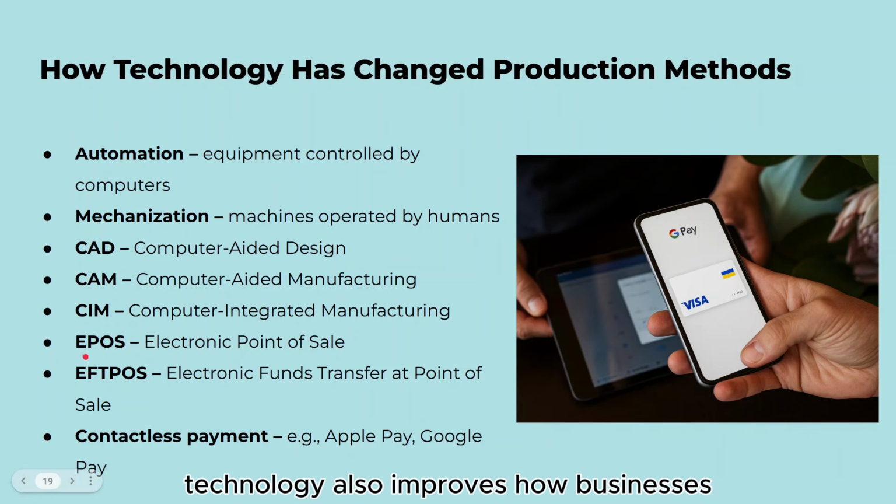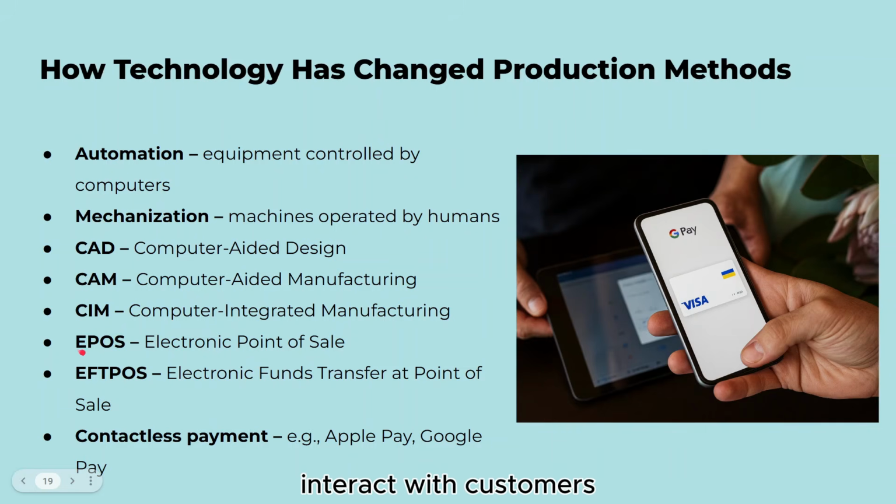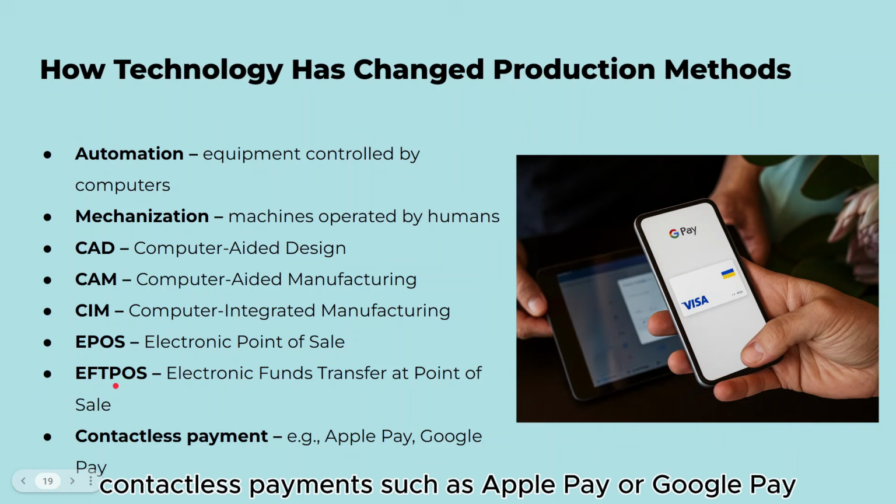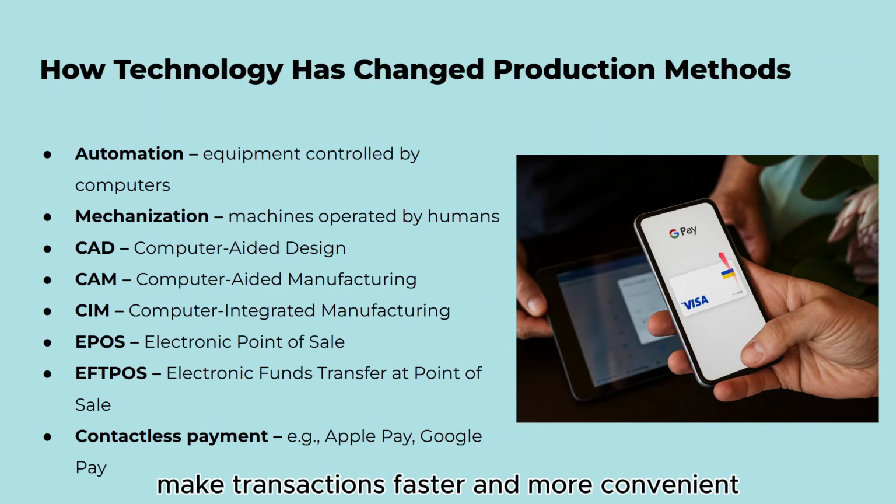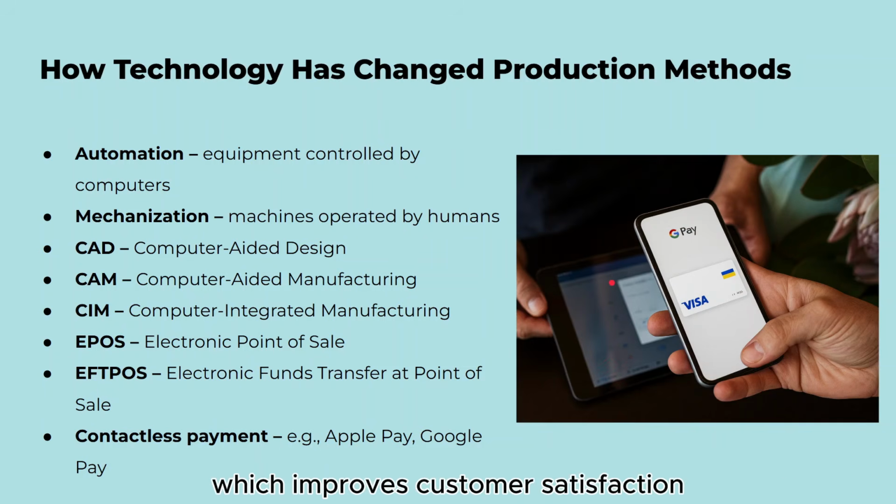Technology also improves how businesses interact with customers. EPOS systems record sales instantly, while EFTPOS allows customers to pay electronically through debit or credit cards. Contactless payments such as Apple Pay or Google Pay make transactions faster and more convenient, which improves customer satisfaction.